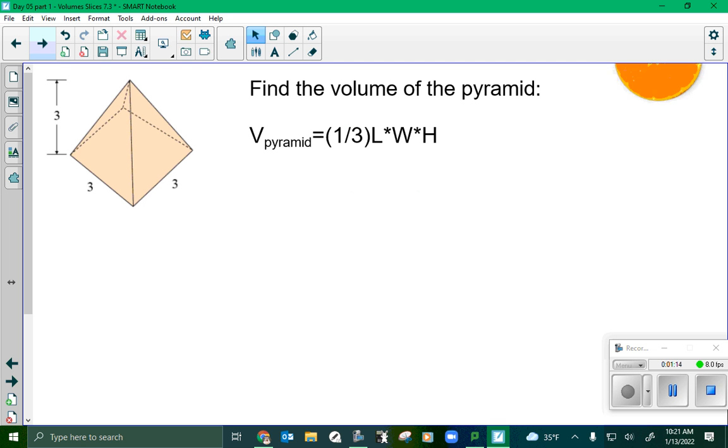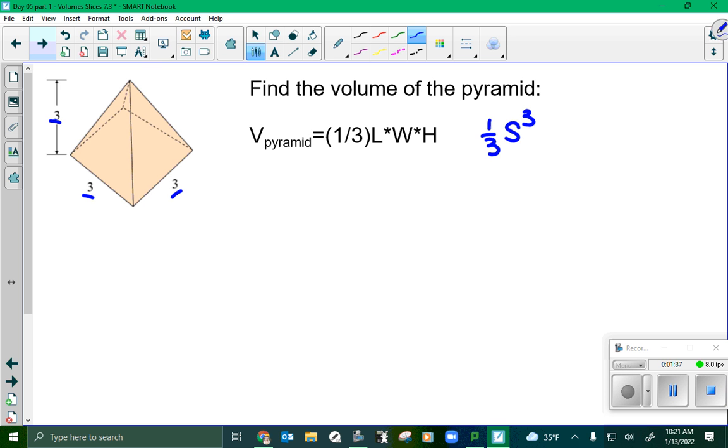Okay? So the volume of a pyramid, which should be to no shock of anyone here, is 1/3 length times width times height. If we wanted to, because a pyramid is like a third of a cube, okay, notice length times width times height, they're all the same number. I could really say that's 1/3 s cubed. Okay, you can do that same way, or 1/3 s cubed. All right, so shocker. Let's figure out what the volume of this pyramid is.